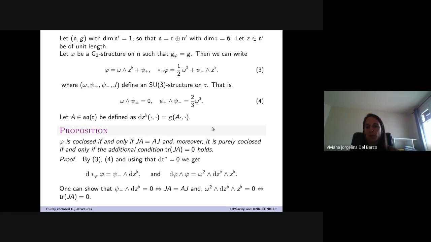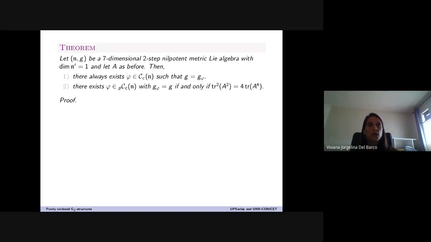Now for phi, we have some conditions for a well-behaved phi. We have a condition to be checked to be closed and coclosed. So this is our first theorem. If we take a metric Lie algebra with dimension of n prime equal to 1, then there's always a coclosed G2 structure inducing the metric. And there exists a purely coclosed G2 structure inducing the metric if and only if the trace of A squared equals 4 times the trace of A to the 4. And we rely on our previous lemma.